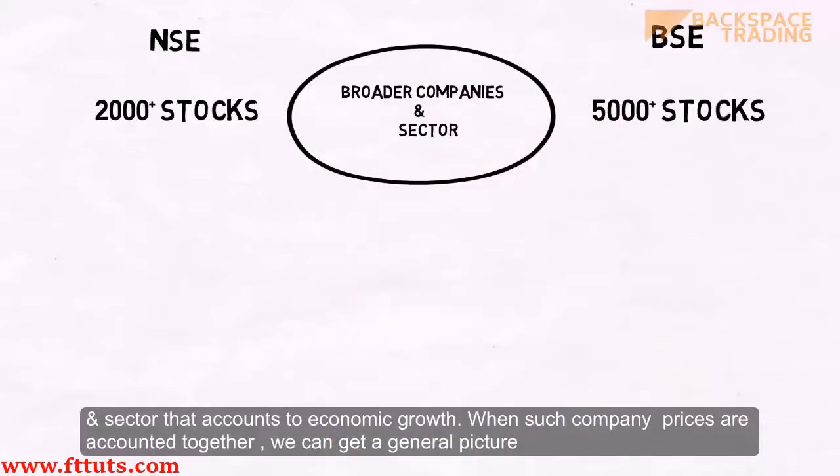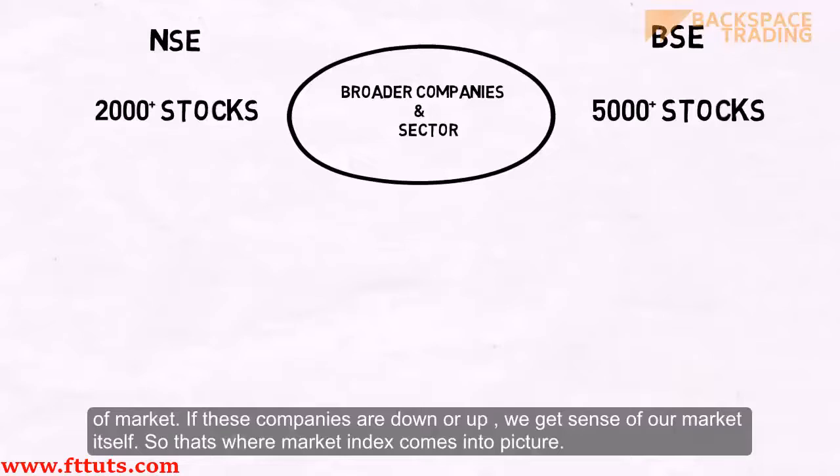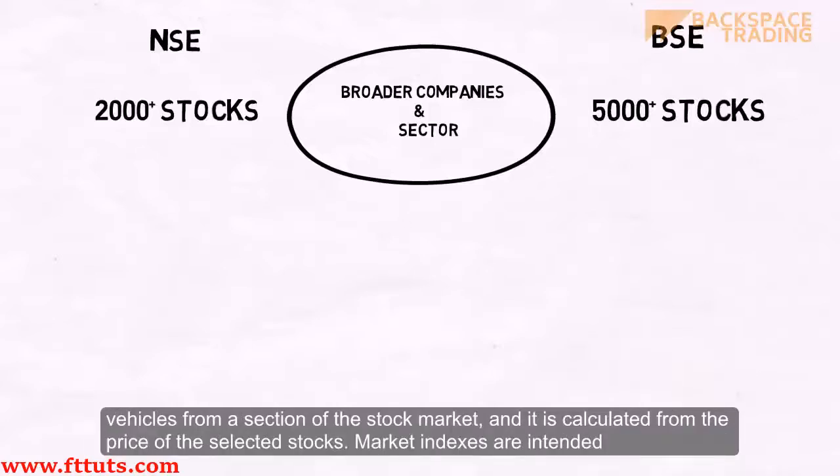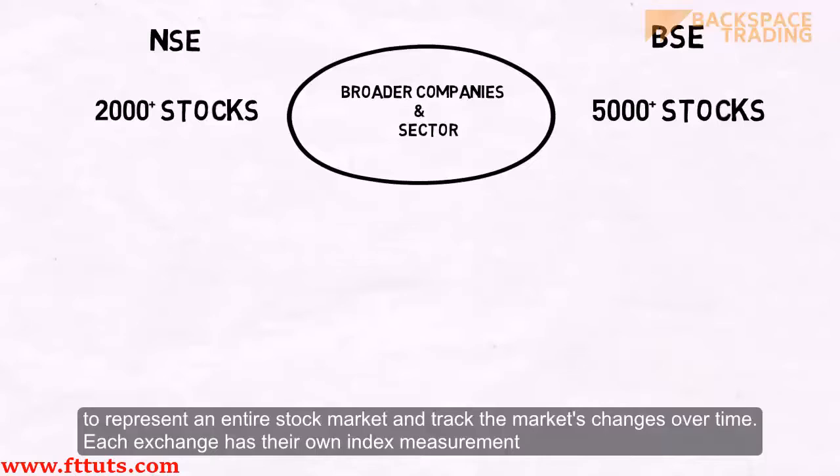When such company prices are accounted together, we can get a general price of the market. If these companies are down or up, we get a sense of our market itself. So that's where the market index comes into the picture. We collect data from a list of broad companies and average-weight the price, so we get a single number. In other words, a market index is a weighted average of several stocks or other investment vehicles from a section of the stock market, and it is calculated from the price of the selected stocks. Market indexes are intended to represent an entire stock market and track the market's changes over time.